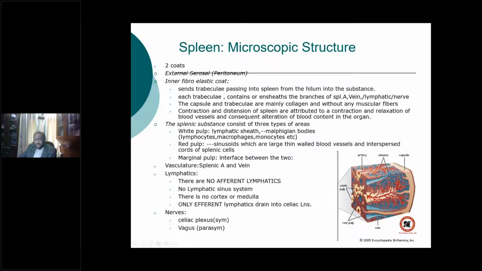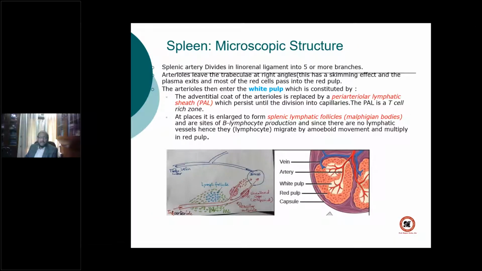The nerve supply to the spleen is through the sympathetic celiac plexus, which is supplied by the splanchnic nerves, and you have the vagus, which supplies the parasympathetic supply to it. Right? Now, coming to the white pulp, the red pulp and the marginal pulp. This is important, so you should remember what we are talking about.